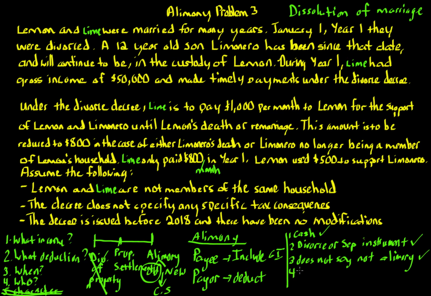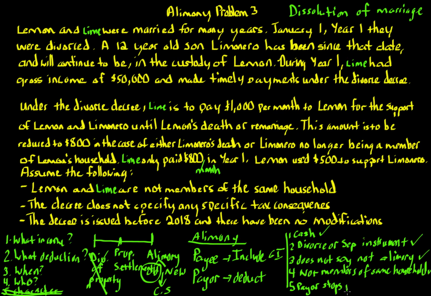Fourth is that the payor and payee are not members of the same household at time of payment. That's the key, at the time of payment. We're told, though, specifically they're not members of the same household at all. So that is met.